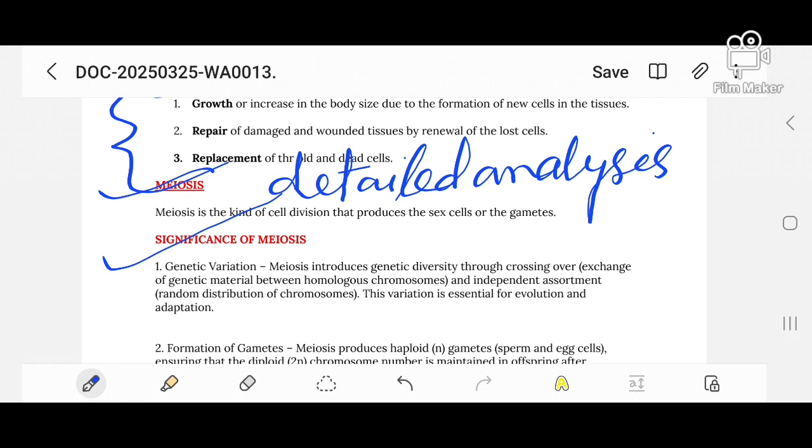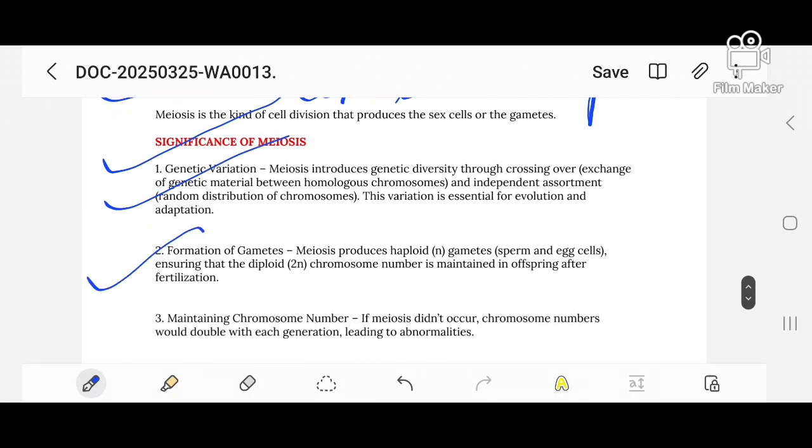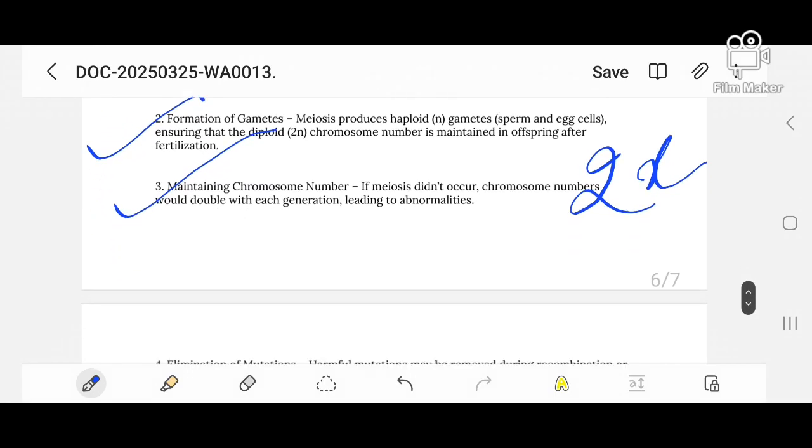Meiosis introduces genetic diversity through crossing over. What is crossing over? Exchange of genetic material between homologous chromosomes, and independent assortment. This variation is essential for evolution and adaptation. Very important point. Okay, mark my words. Formation of gametes, maintaining chromosome number. If meiosis didn't occur, the chromosome number would double in each generation, means 2x. It will get doubled.